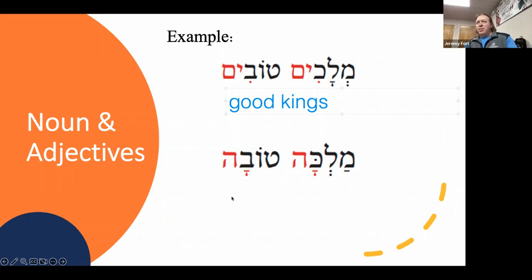So if they were "the good kings," malachim... Bingo. They must match in gender, number, definiteness. In fact, the kings, the goods. What you just did, don't stop doing that. Sounds like Spanish, doesn't it? Except later. So in Hebrew, an adjective can be used as a noun.